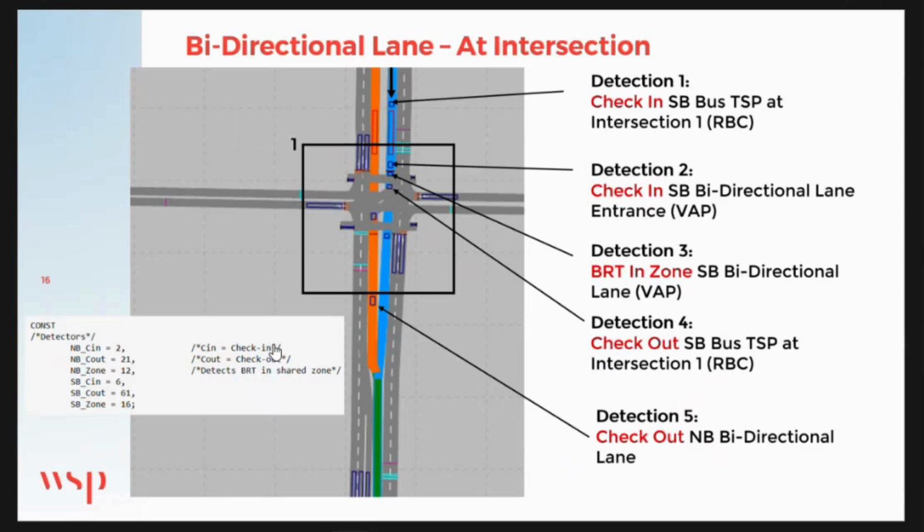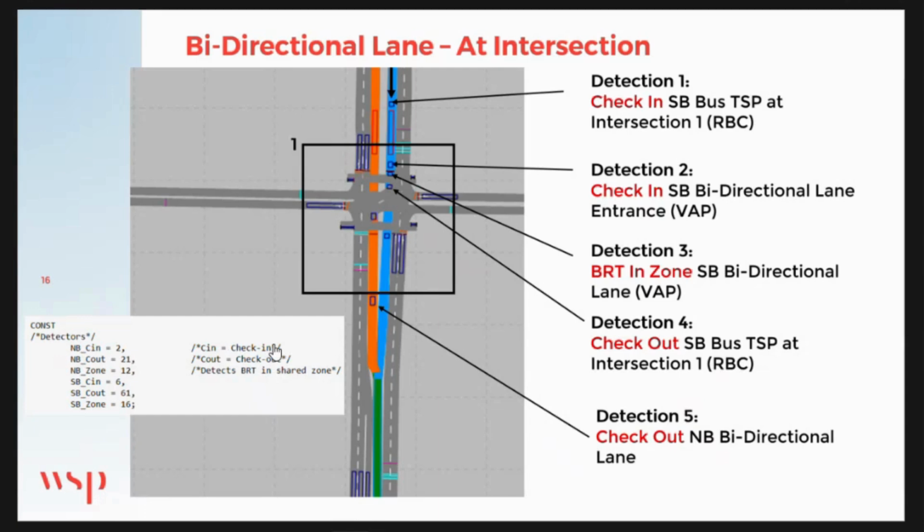All right, then I'm going to talk about detections. In order to code this, you need 5 direct detections. First one is checking for southbound bus TSP at intersection 1. So that's your first detection. That will give you transit priority at this regular intersection for southbound bus.